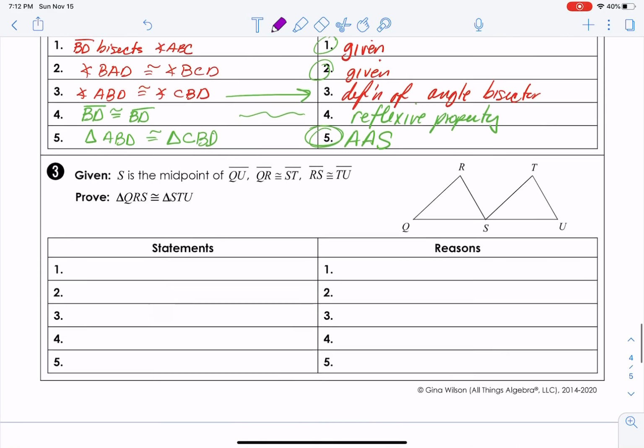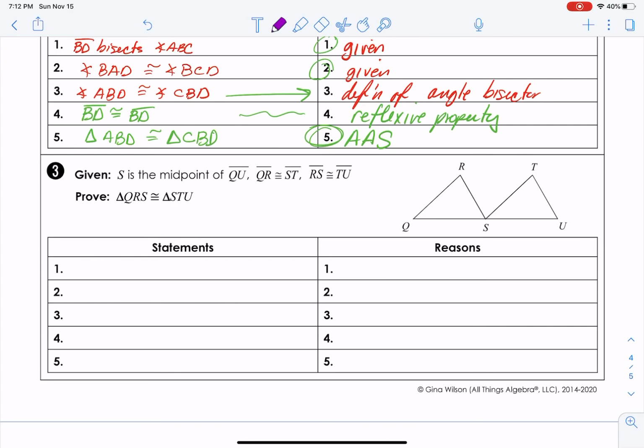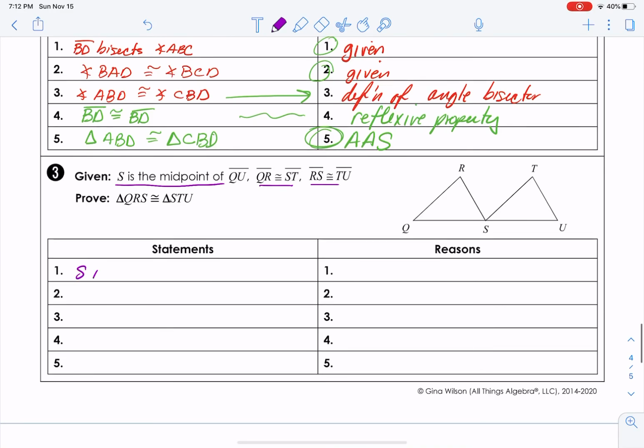Our last example, we start with all of our givens. So you just write them down in separate statements. So the first thing I know is S is the midpoint of QU, and that's given. That means that those two sides are congruent. And we'll get to that in a minute, but that's what bisects or midpoint means.